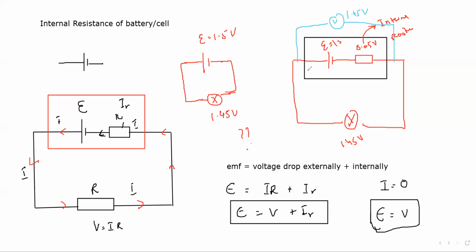So basically, in an open circuit, if no current is flowing, then there is no voltage drop internally. When we connect a voltmeter, it will record the maximum voltage, and we call that maximum voltage the electromotive force. Is this part clear? Any doubt in this? Any question or doubt?